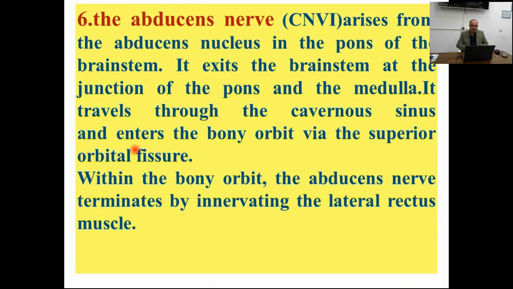The sixth cranial nerve is the abducens nerve. It arises from the abducent nucleus in the pons of the brainstem. It exits the brainstem at the junction of the pons and the medulla oblongata, and travels through the cavernous sinus and enters the bony orbit via the superior orbital fissure. Within the bony orbit, the abducens nerve terminates by innervating the lateral rectus muscle.